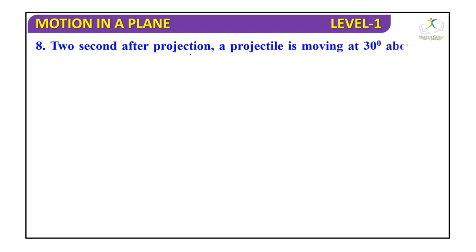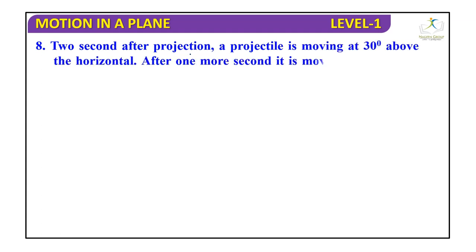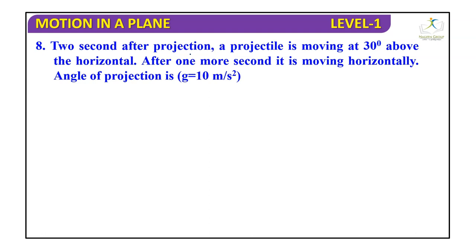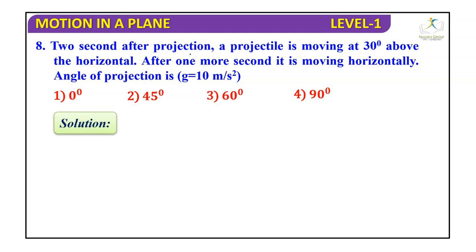2 seconds after projection, a projectile is moving at 30 degrees above the horizontal. After one more second, it is moving horizontally. The angle of projection is, with g equal to 10 meter per second square: first 0 degree, second 45 degree, third 60 degree, and the fourth one is 90 degree.